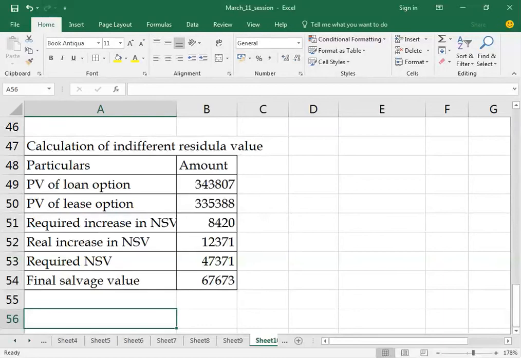Selling expenses 20,000, total 60,000, total package charges 60,000. Include package charges 60,000 minus 4,000 is 10,000. Are we clear? Yeah.